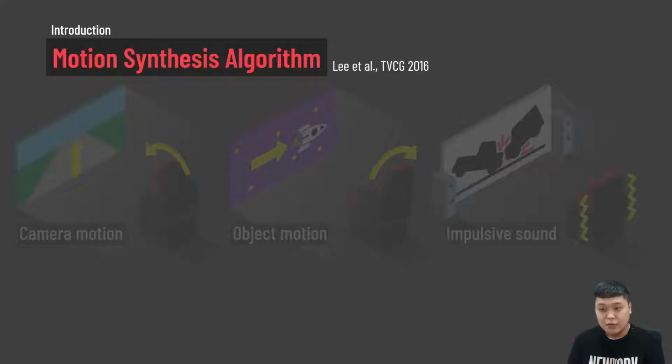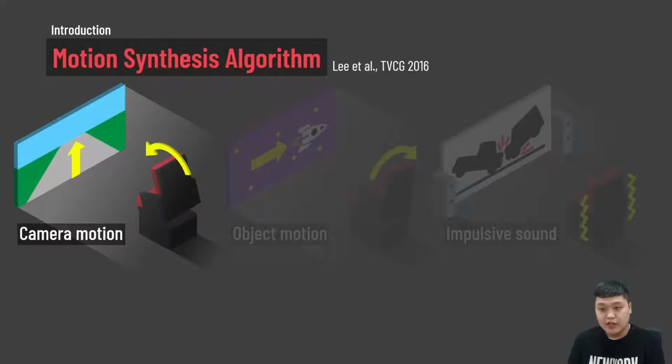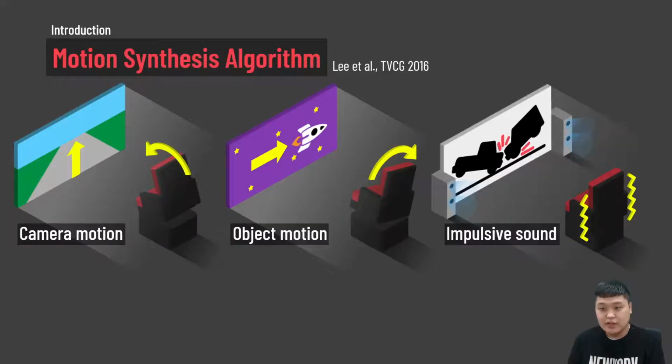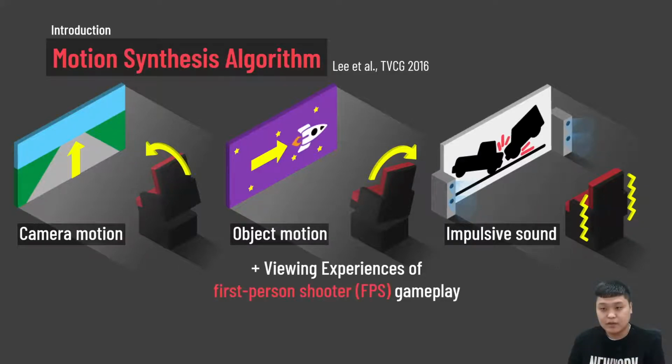So, Lee proposed an automatic motion synthesis algorithm previously. In that study, they made motion commands by estimating camera motion, movements of a salient object on a screen, and impressive sounds like collision or explosion, where you can feel vibratory motion effects. We wanted to apply this idea to viewing experiences of first-person shooter gameplay.